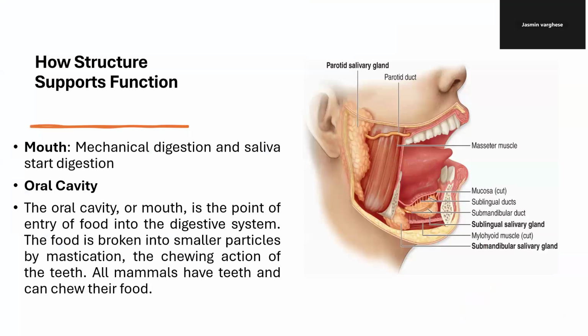How do structures support function? Mouth. The mechanical digestion will start in the mouth, and saliva will support this digestion process. The oral cavity or mouth is the point of entry of food into the digestive system. The food is broken into smaller particles by a process called mastication, or chewing action of the teeth. All mammals have teeth and can chew their food.